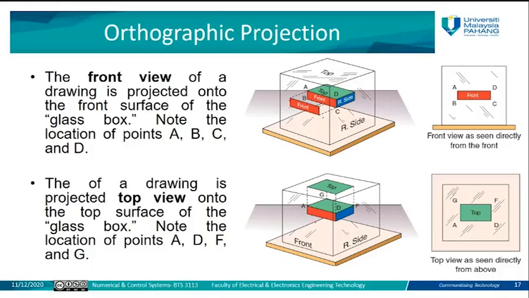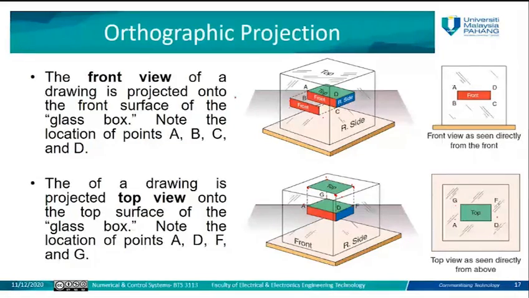For the second one, we have to represent the top view. You are going to project the top of this product onto the top side of the glass. You project point D into this point, point F into this point, A into that point, G into that point. So when you draw it here, this will be G, A, F, D. It's the same, so this will be the top view of the product.